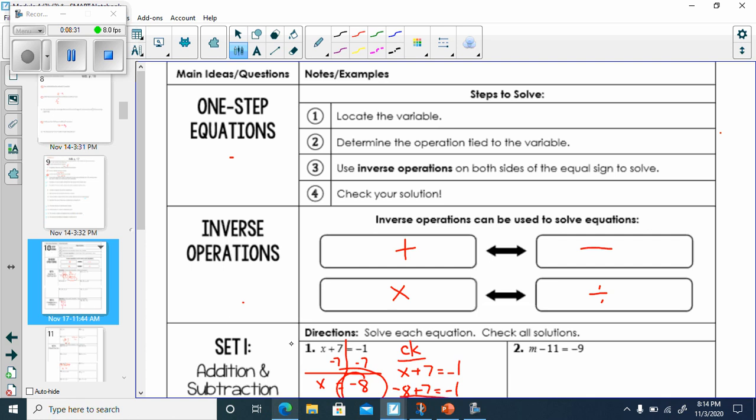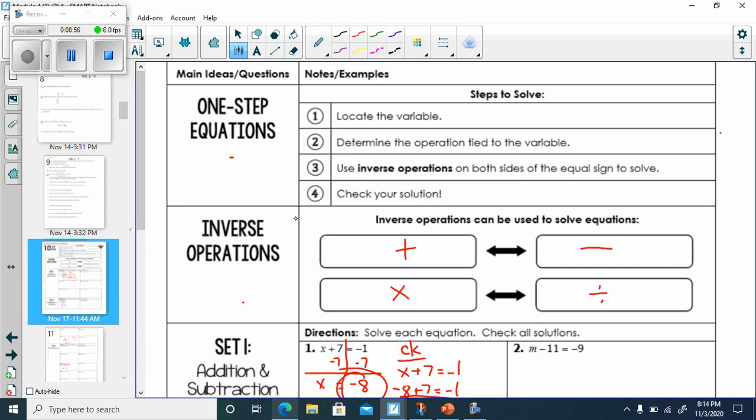I want you to go to the packet, page 1 in the packet, or if you look on course, it's listed as Module 4 packet. It's going to be in there, but it's got all of these pages, so just move down to this one. We're going to first talk about one-step equations in here. We're going to review things you did in 6th grade.